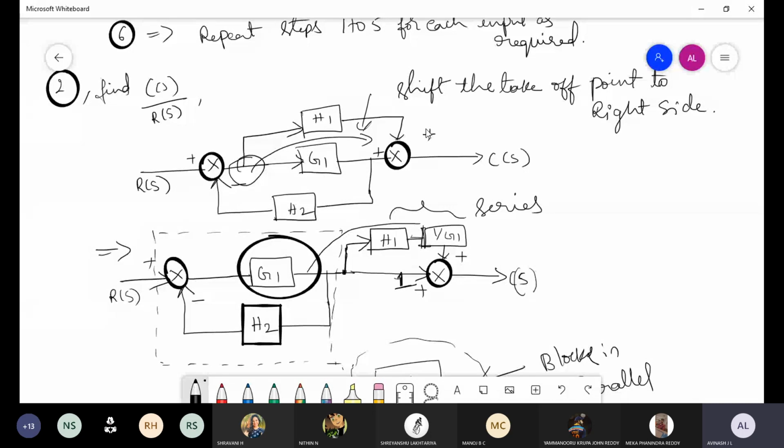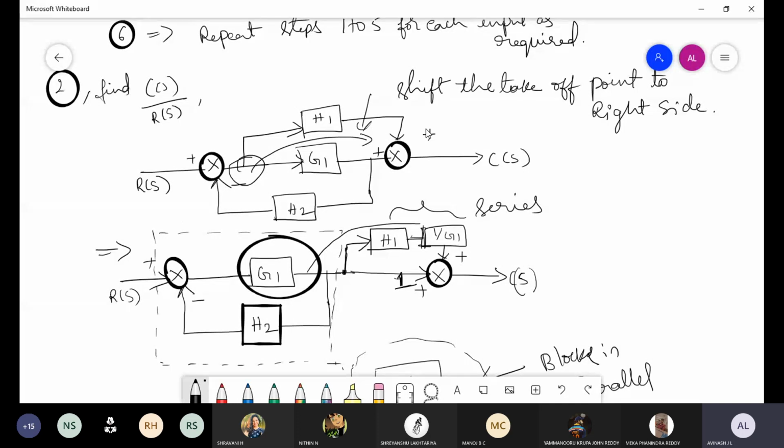What is the first step in the block diagram reduction technique which we need to follow? We should have an idea that any blocks which are in series, we need to see. Second, any parallel blocks in the block diagram we need to see. After that, any minor feedback loop that we need to see. Those are the three fundamental steps we need to follow.